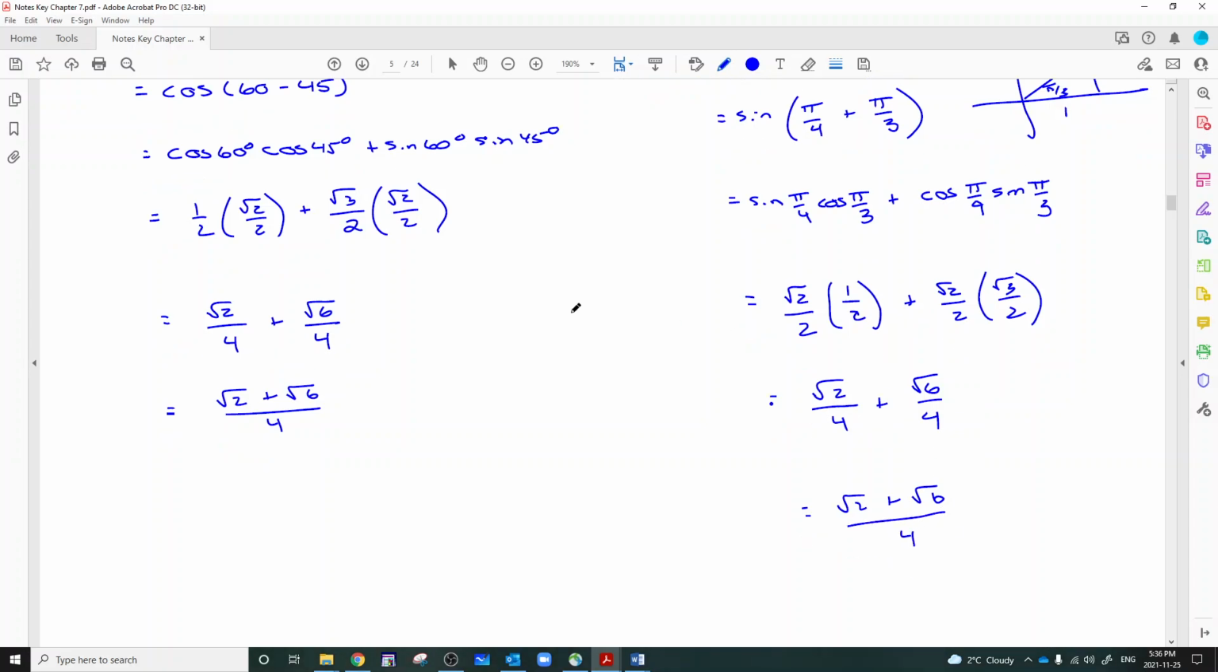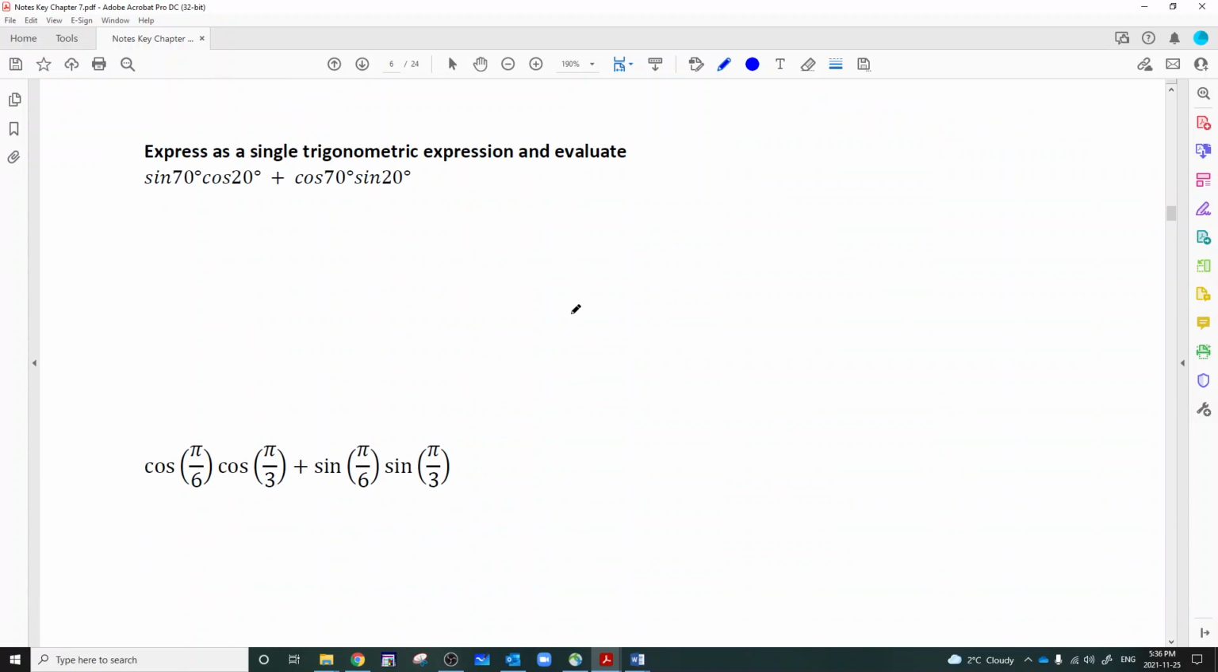All right, moving on. So now that we've gone forwards, we also want to be able to go backwards. And what I mean by backwards is that they're going to give you an expanded trig expression, and they're going to ask you to do the following. Express as a single trigonometric expression and evaluate. So hopefully you're kind of getting used to the pattern now. If you look at this one, you should see sine, cos, cos, sine. So I know that this is the sine sum and difference identity.